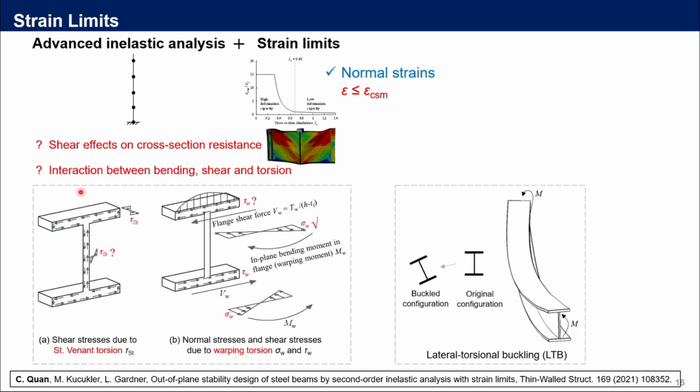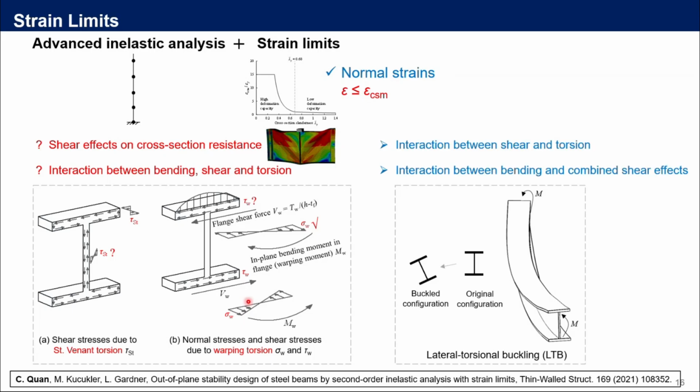And also, how should we consider the interaction between bending, shear, and torsion? That is the problem. So in our study, we followed these two steps to address this issue. First, we will investigate the interaction between shear and torsion, only considering the combined shear effects without any normal stresses or strains. And next, we will look at the interaction between bending and the combined shear effects due to both shear forces and torsion.